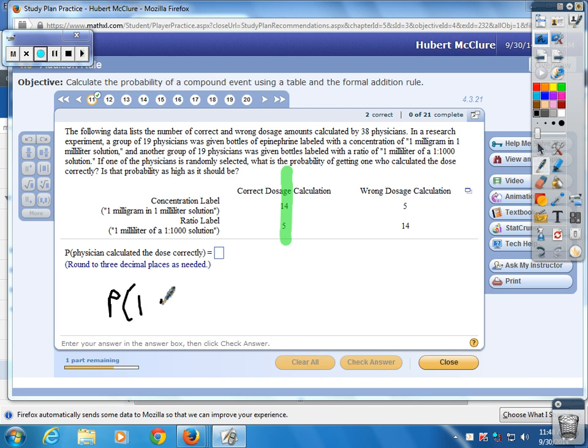So your probability of the dose correctly is equal to 19 over whatever the total is. Well, the total is 19 plus 19, which is what? 38. So what's the probability of them getting the dosage right? If you're a patient, is that a good probability? No. You at least want a 0.9. I would want a 0.9 unless they're giving away morphine.